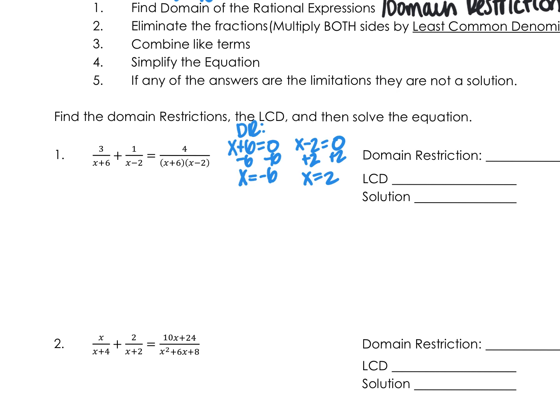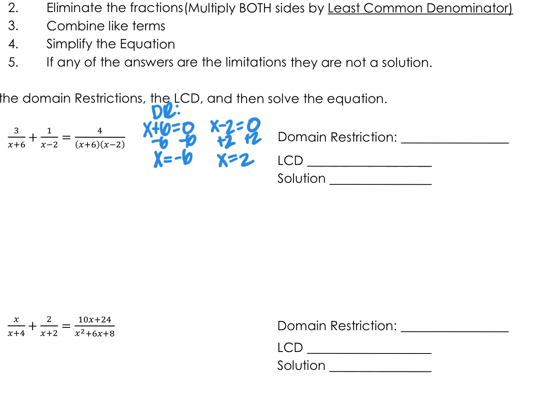So for example, 2 is a domain restriction because if I plug in a 2 here for x, I'm going to get 1 over 0, right? And if I try to type that into my calculator, it's not even going to like it, because you can't divide by 0. If I plug a negative 6 in here, I'll get 3 over 0, and I can't divide by 0, right? So these are not allowed to be solutions to this equation. They'll both also make this one 0 since they're both in there. So our domain restrictions are that x cannot be 2 and x cannot be negative 6.